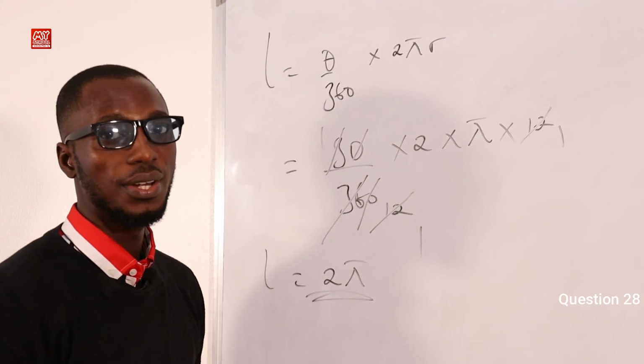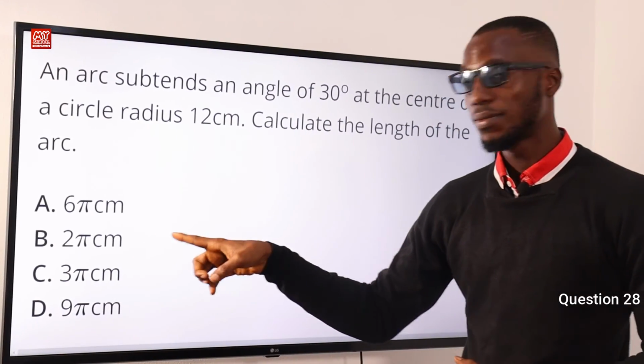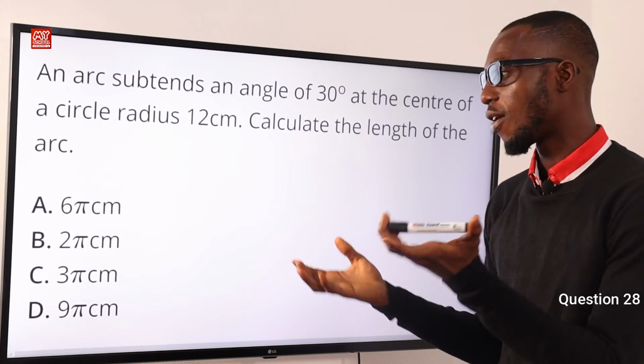So let's go back to the screen and select the correct option. So the length of the arc is found in option B, 2 pi centimeters, for the unit of length. Option B is very correct.